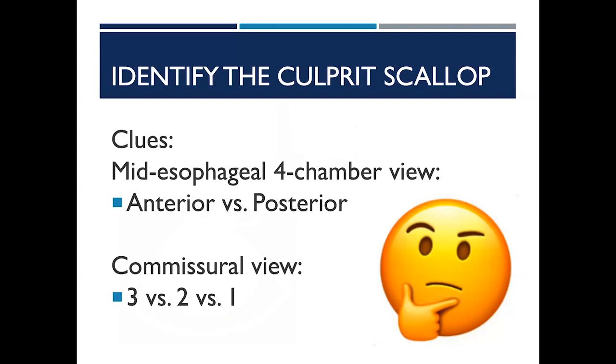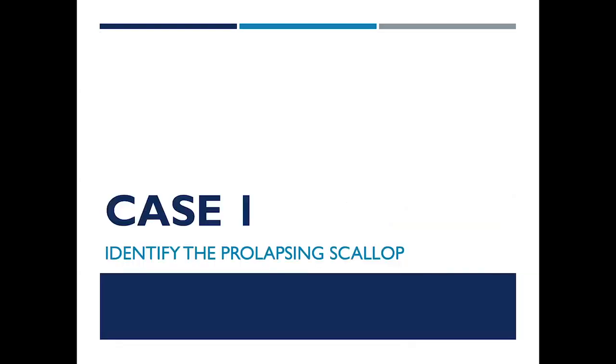So a couple of clues to assessing these echoes is, first, when you assess the mid-esophageal four-chamber view, ask yourself, is this the anterior leaflet or the posterior leaflet that is prolapsing or flail? And then look at the commissural view and ask yourself, is this position 3, is this position 2, or is this position 1? Is the pathology located in position 3, 2, or 1? Let's look at some examples.